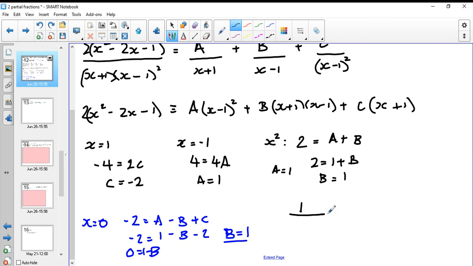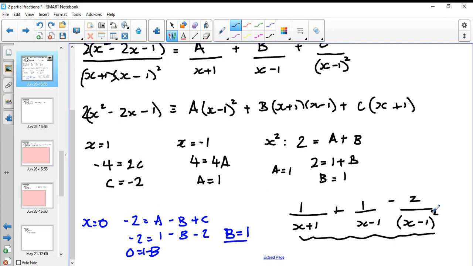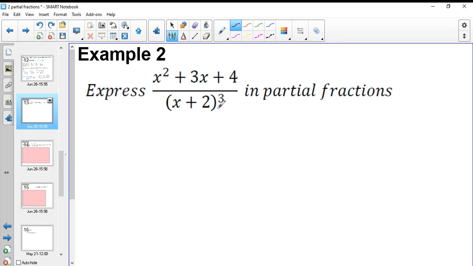So final answer, 1 over x plus 1 over x minus 1 minus 2 over x minus 1 squared. And that's now our answer split into partial fractions. Okay, next one, we have a cubic.